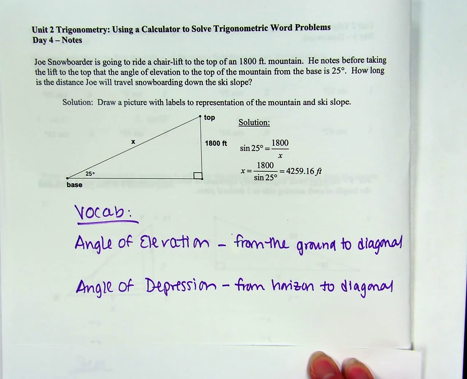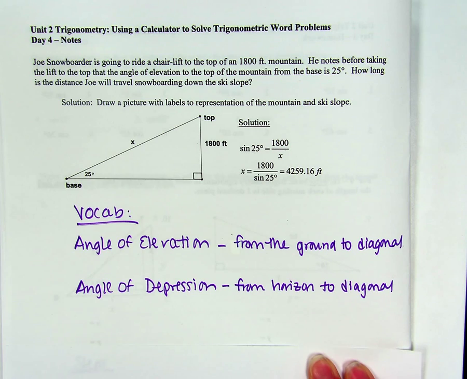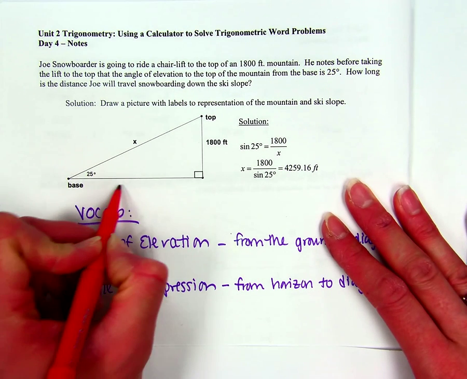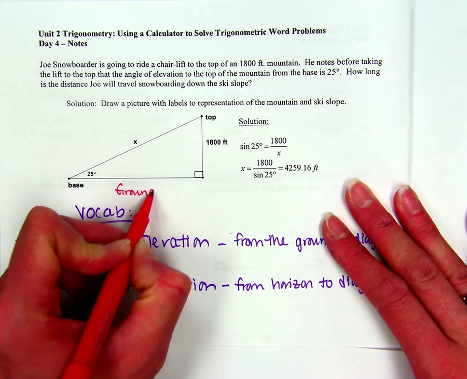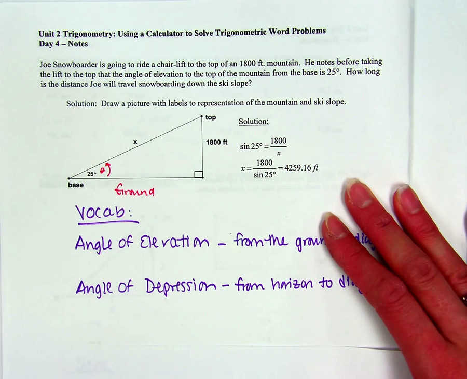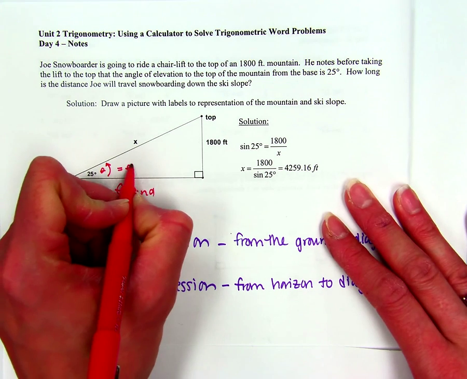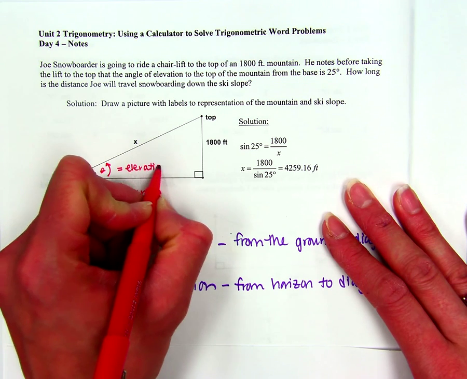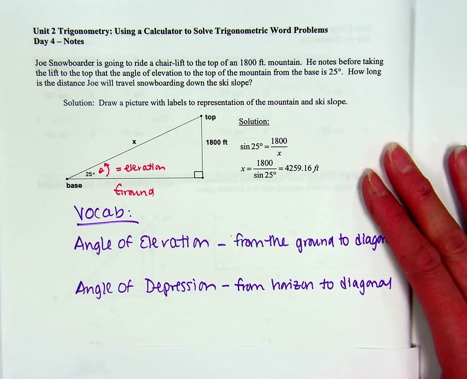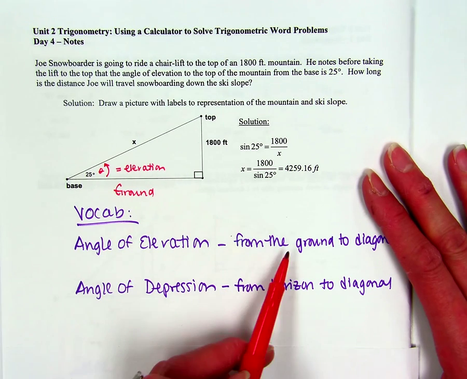Angle of elevation is from the ground to the diagonal. So if you're looking at this drawing, here's the ground. The ground to the diagonal creates this angle. So this is our angle of elevation. Think of elevation like elevator goes up. So it's from the ground up.